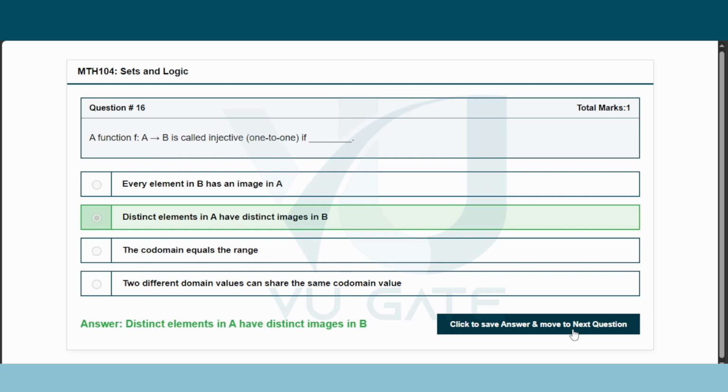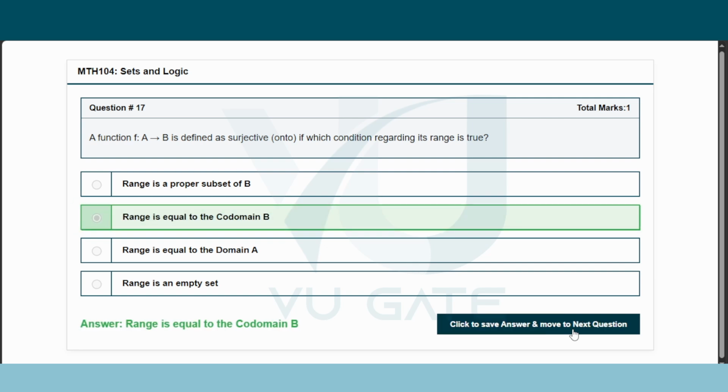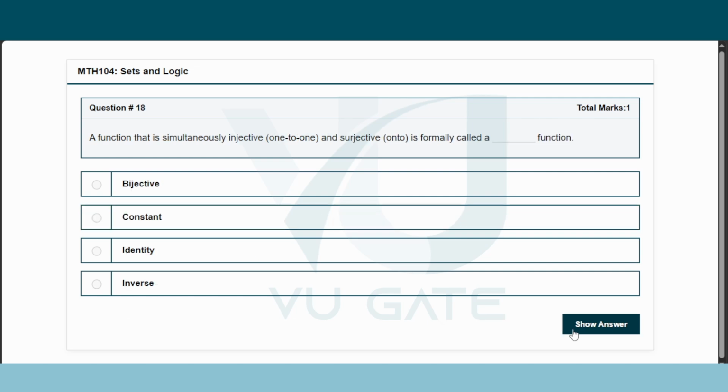Question number 17. A function f from A to B is defined as surjective, or onto, if which condition regarding its range is true? The correct answer is range is equal to the codomain B. Question number 18. A function that is simultaneously injective and surjective is formally called a blank function. The correct answer is bijective.